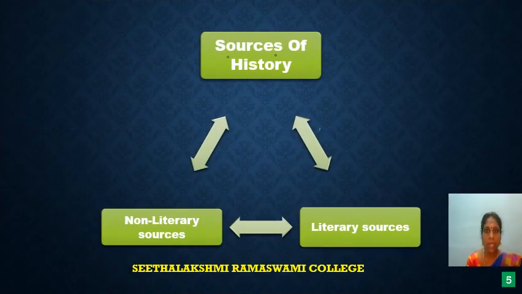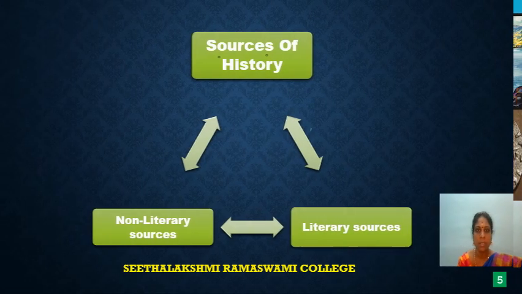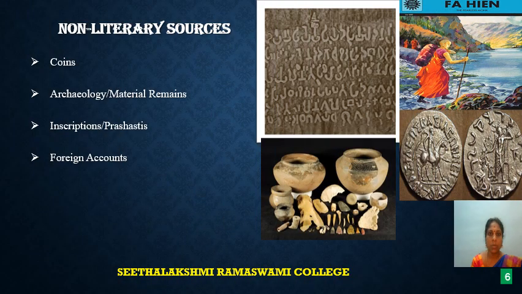The sources which help in reconstructing history are non-literary sources and literary sources, which include religious literature and secular literature. Now we are going to see what are the sources involved in non-literary sources. Non-literary sources are coins, archaeology, inscriptions or prasastis, and foreign travelers' accounts.